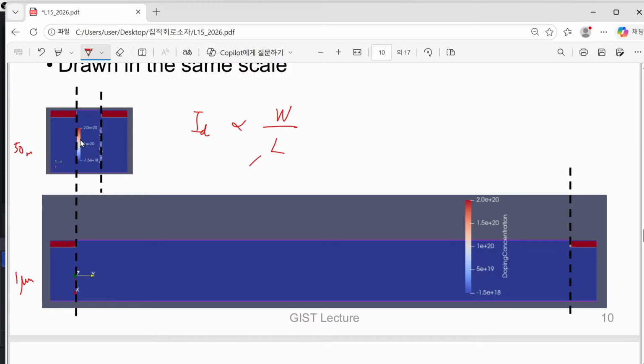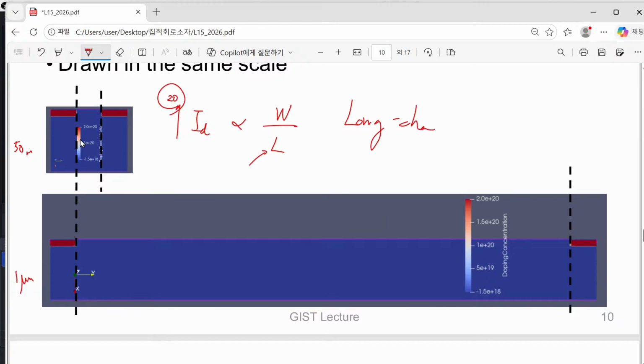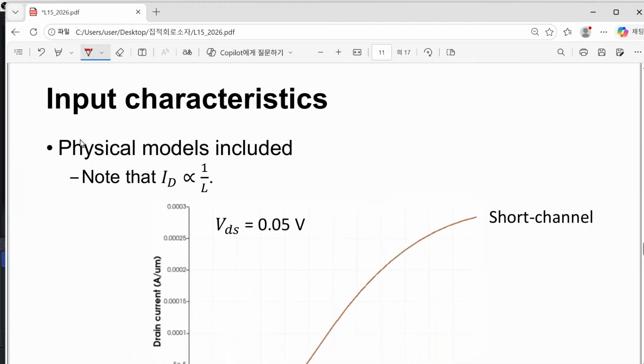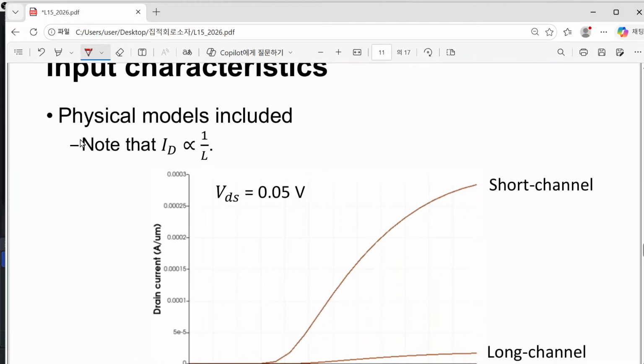Then if we introduce a 20 times shorter channel length, from 1 micrometer down to 50 nanometer, we expect just 20 times higher current. That's it, if we just accept the long channel description of our IV characteristics. But everybody knows that this is not the case.